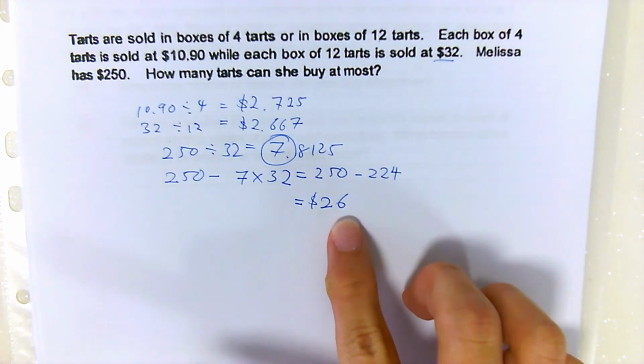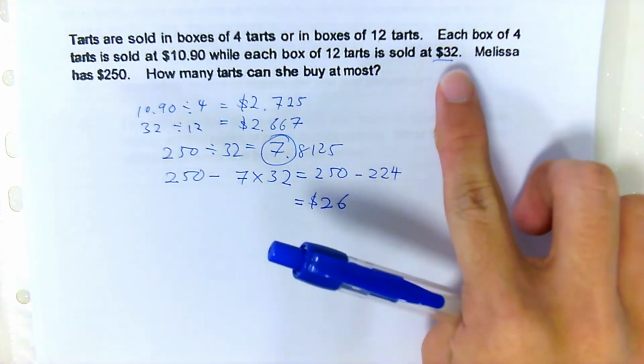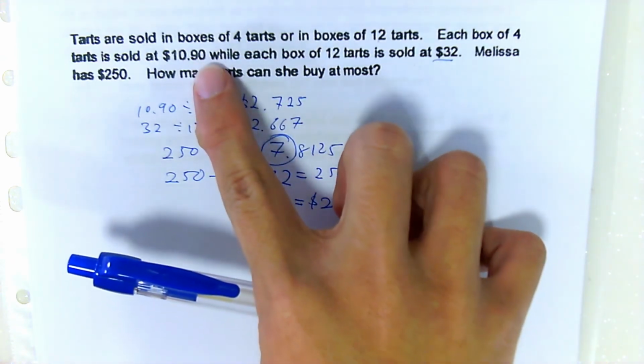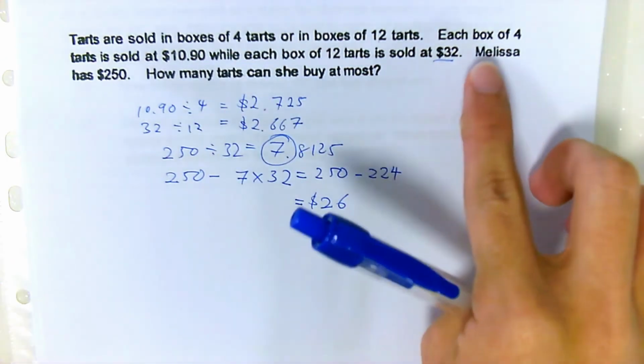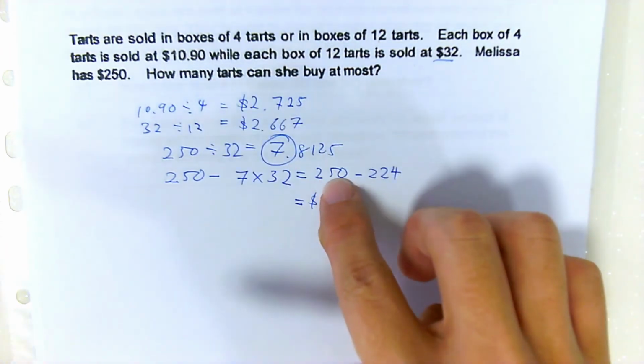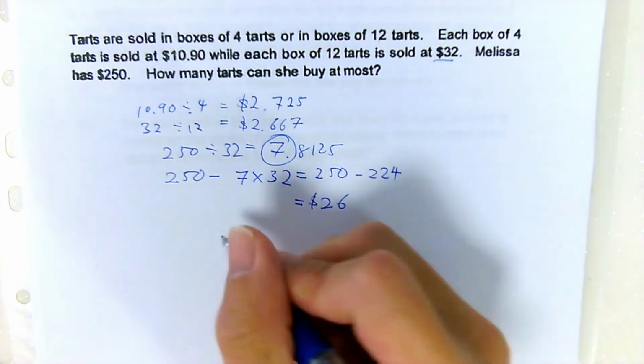So the amount left, $26, she cannot buy one more box of 12, because each box of 12 costs $32. So she can only use this to buy boxes of 4. So you think about it, with $26, how many boxes can she buy? The most she can buy is 2 boxes. So it'll be 2 boxes of 4.